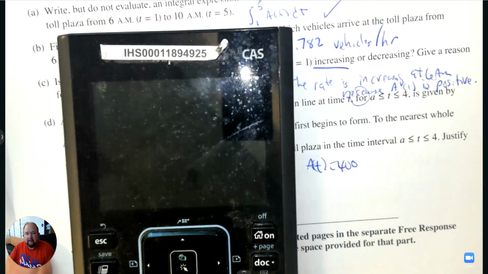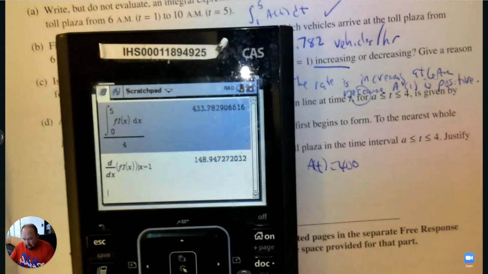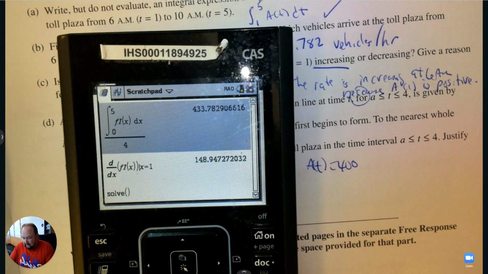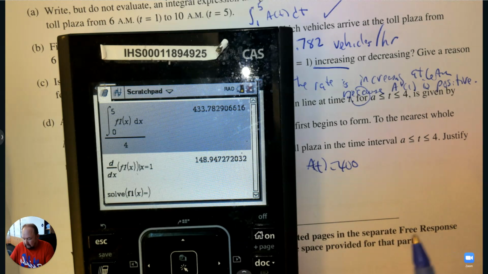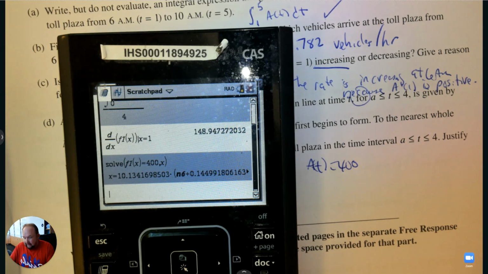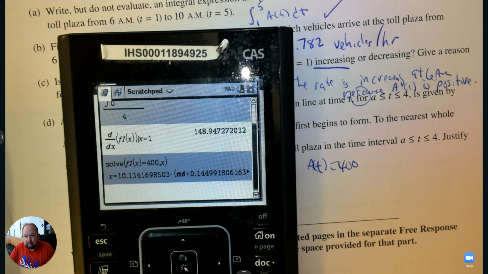Okay, so again, this one's the tricky one, but think of how much what we did before that. All right, we're going to go menu, algebra, solve, and what we're solving is f1 at x equals 400, comma x. And I get 10 point... between, let's try that again. It's between 1 and 4.